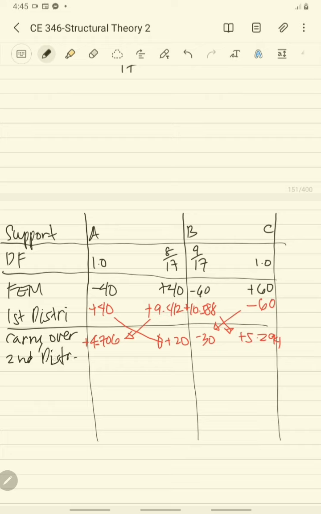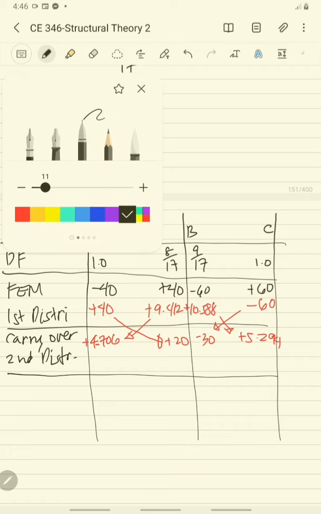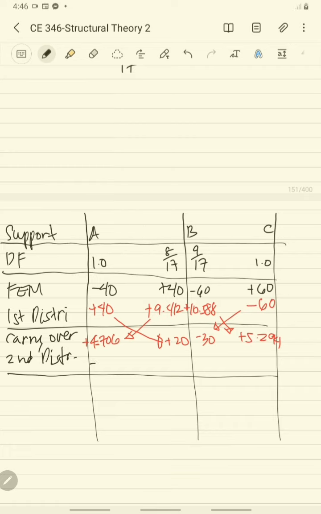Then we will repeat the process. We will use the distribution factor to balance the moment of each support. So this one is equal to 4.706 times 1, that is 4.706. That will be now negative 4.706.